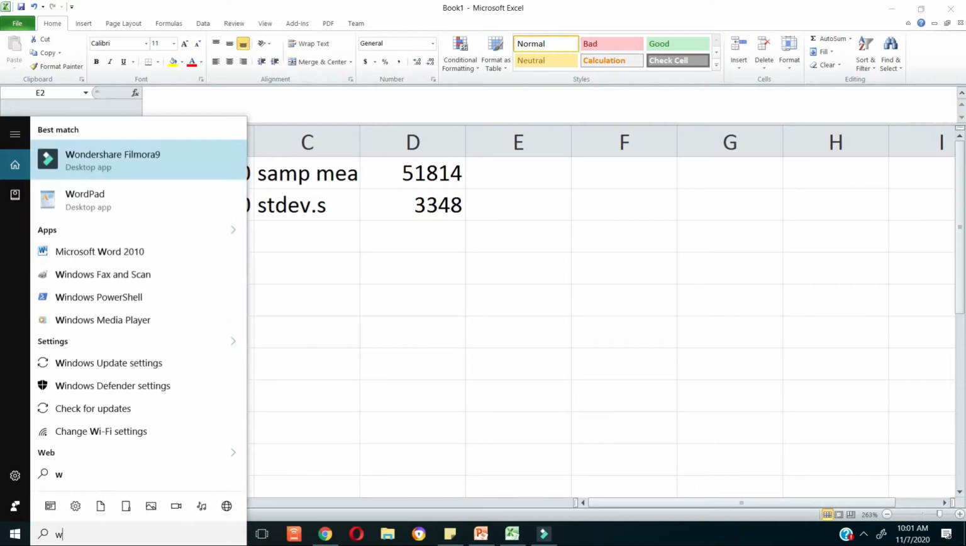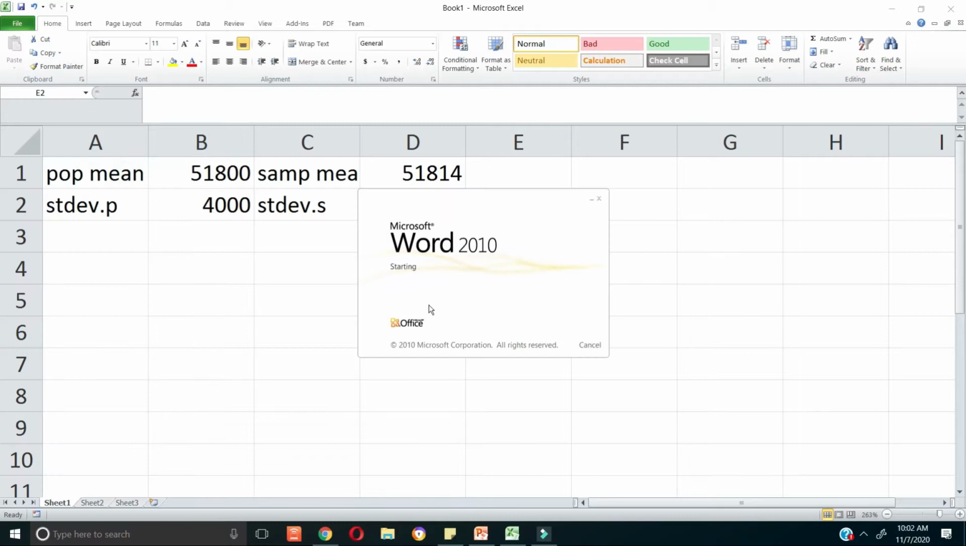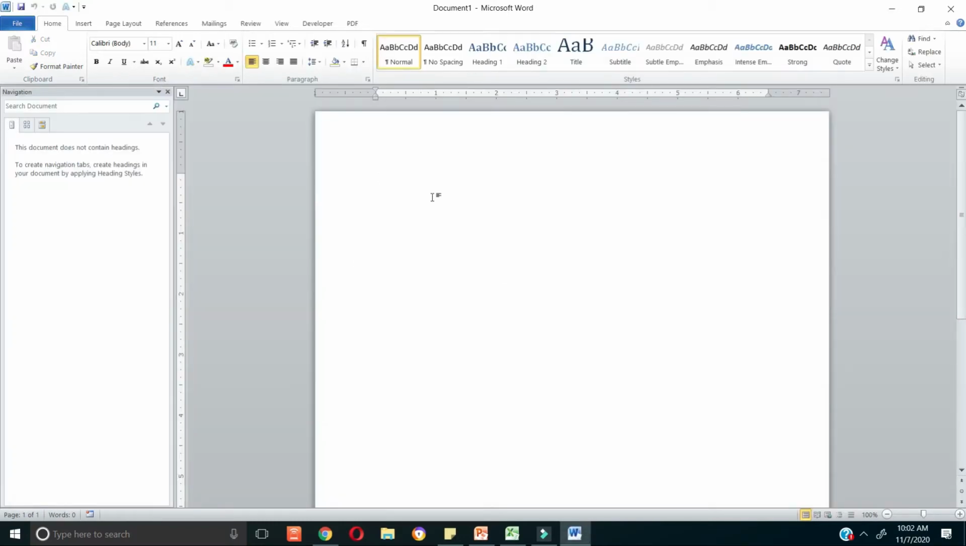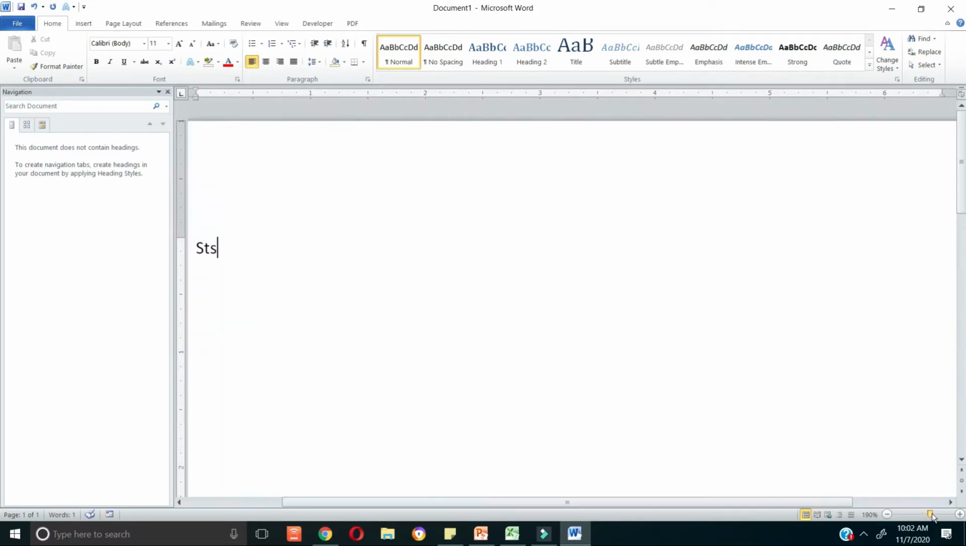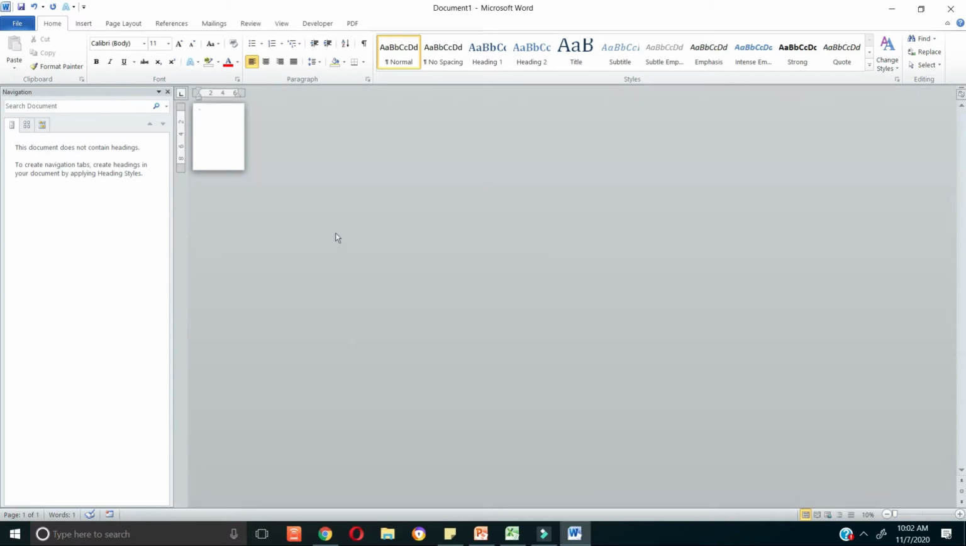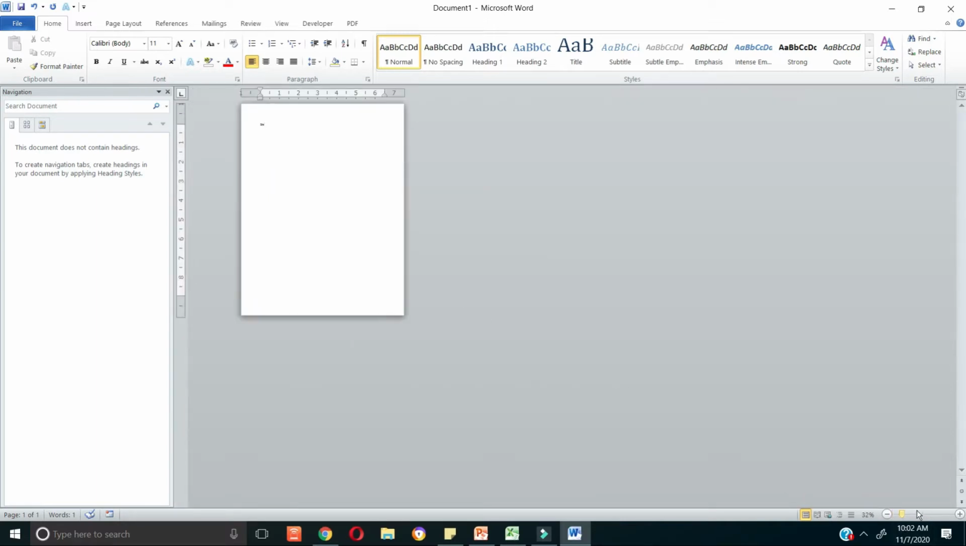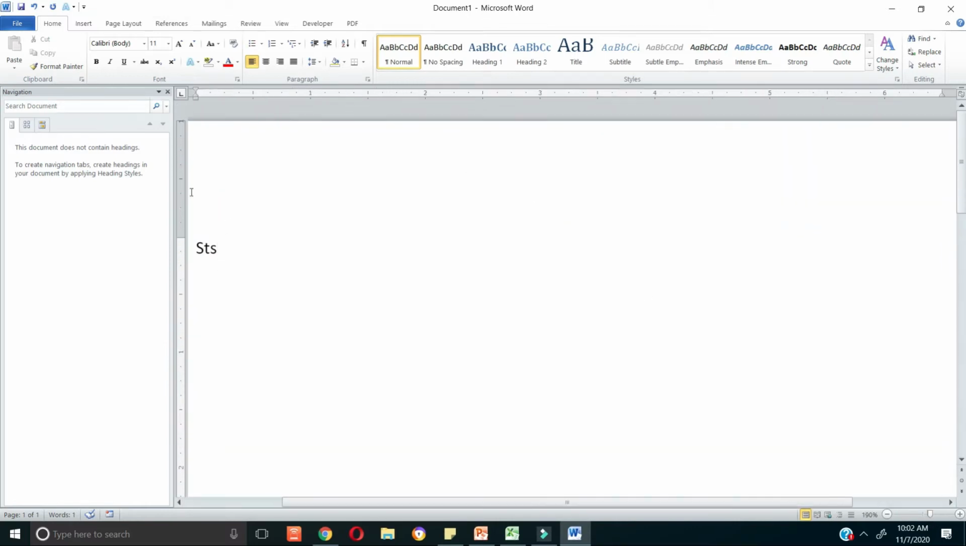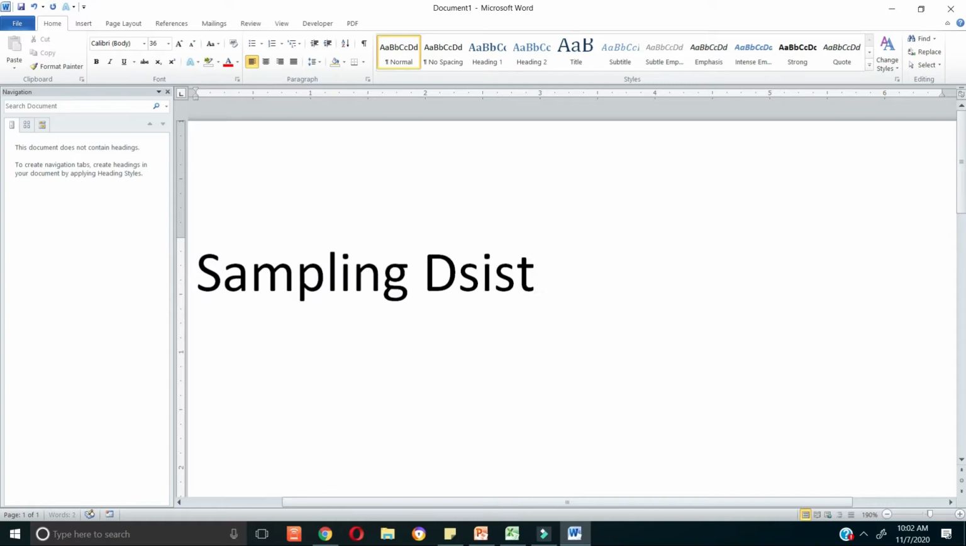If I just go to Word for a bit, if you really want to get the sampling distribution now, if you want to get the standard deviation for the sampling distribution... Just a minute. I need to zoom in, then maybe increase the font size. So if you want to get the standard deviation, if you look at the sampling distribution, which is actually a normal distribution.